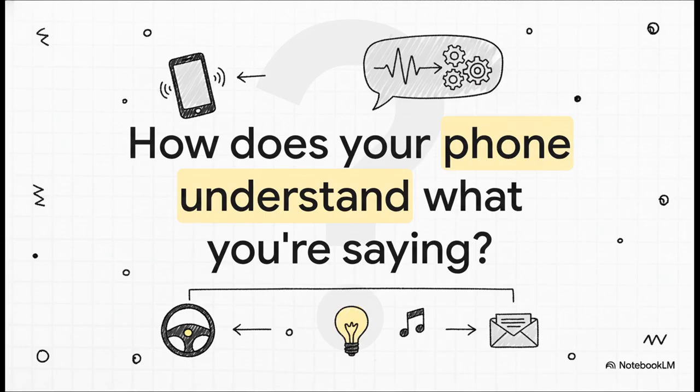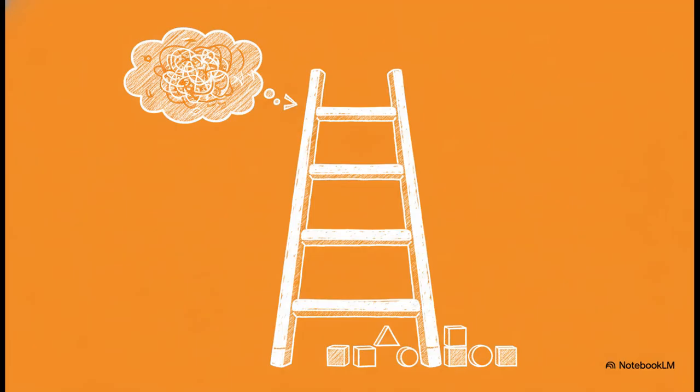But it's not. It's actually a brilliant step-by-step process. And that's exactly what we're going to break down today. We're going to see how machines analyze our language by climbing this three-level ladder, starting with the tiniest pieces of words and going all the way up to the real meaning of a sentence. So let's start at the bottom rung.